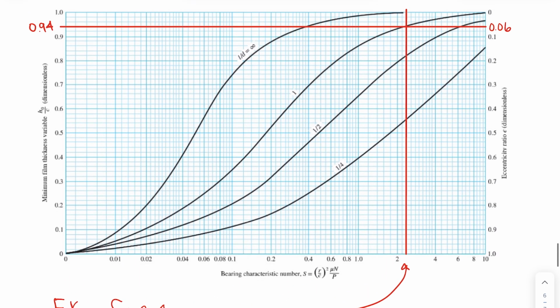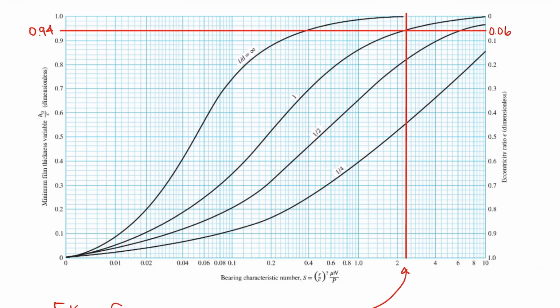All right, and there are other charts that you can find in your textbook that look similar to this one, where you can solve for different variables like the volumetric flow rate of oil and the location of the minimum film thickness. You can also find the maximum pressure in the film. You can find the location of that maximum pressure. Many different things you can solve for using the results of this paper. So that's all I have for this video, and that's also going to wrap us up on bearings.